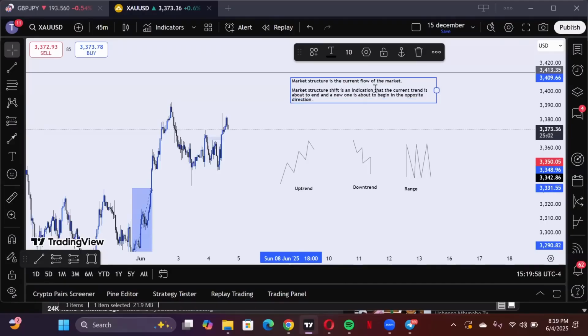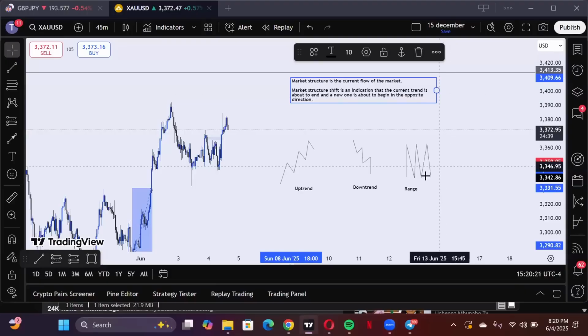That is what a market structure shift is. It is an indication that the current trend is about to end and the new one is about to begin in the opposite direction. So this is just a theoretical definition. When it comes to practicalizing it, what this means is that if market is on a particular trend, any deviation from the characteristics of that trend means that a market structure shift is occurring.